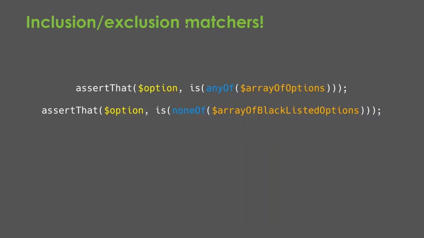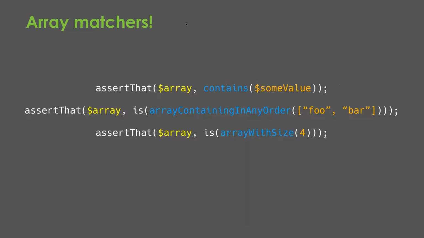There are also some inclusion and exclusion matchers. So assert that $option is any of, and then an array of whitelisted options, and you can do similar with none of for a blacklist. Array matchers let you match stuff in arrays, as you might think. Assert that an array contains some value, so that will match if the array contains that value. Assert that array is array containing in any order. Again, very useful if your array is coming out in an uncertain order. And assert that array is array with size. Just check the size of an array, very simple.